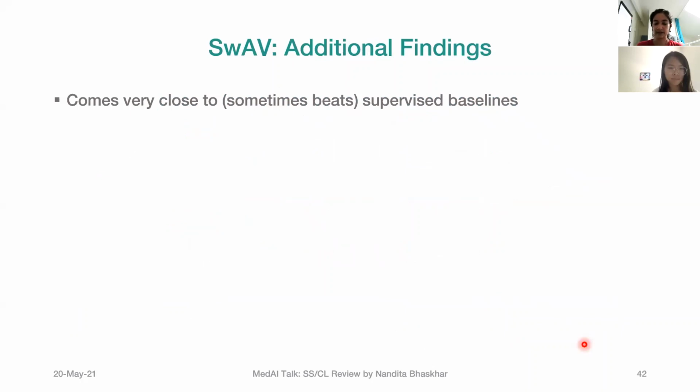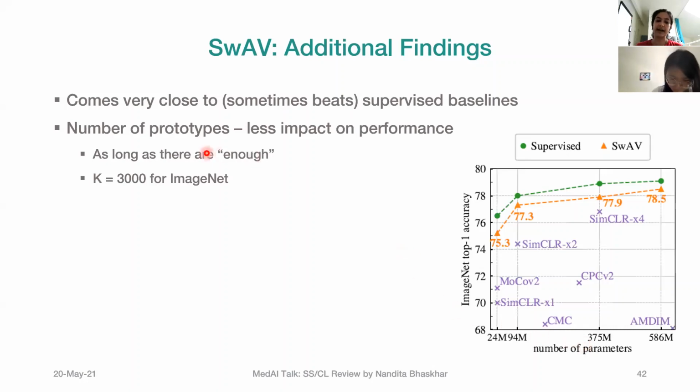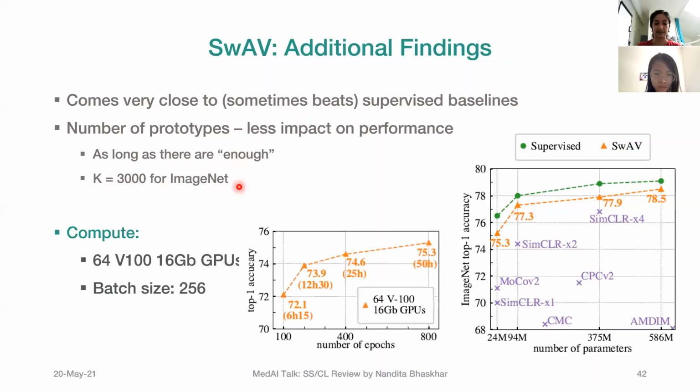So coming to the takeaways from SwAV, the performance is really good, very close to supervised baselines. Because this K is a hyperparameter that we don't have a principled way of studying, they did an ablation study, and they found that it has less impact on performance as long as you have enough. What is enough is a little questionable, but they found that beyond 3,000 it didn't really help, but if it's less than 3,000, it hurt performance for ImageNet. So that's something to consider.